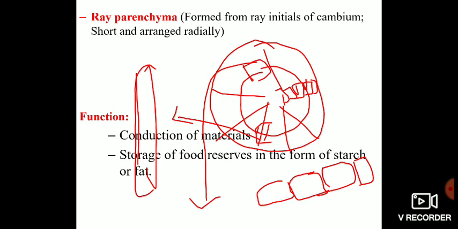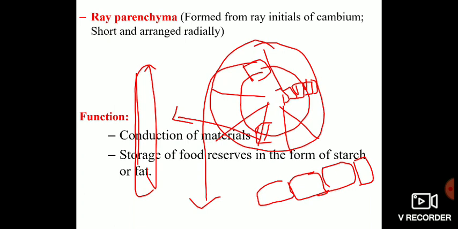So the main difference between wood parenchyma and ray parenchyma is that while wood parenchyma cells are elongated and arranged parallel to the long axis of the stem, ray parenchyma cells are short and arranged radially. Okay, they are arranged radially and they develop from the ray initials.